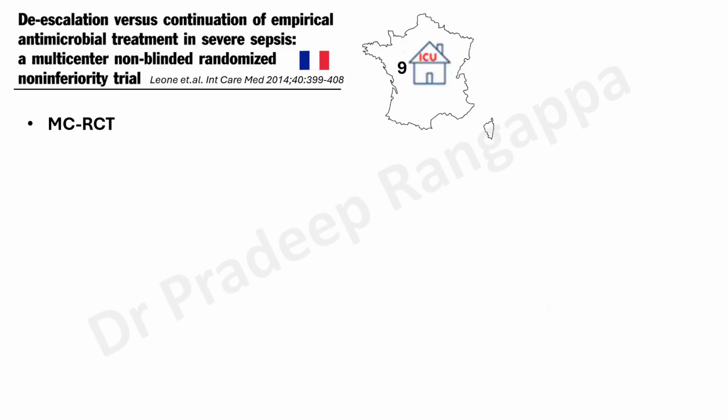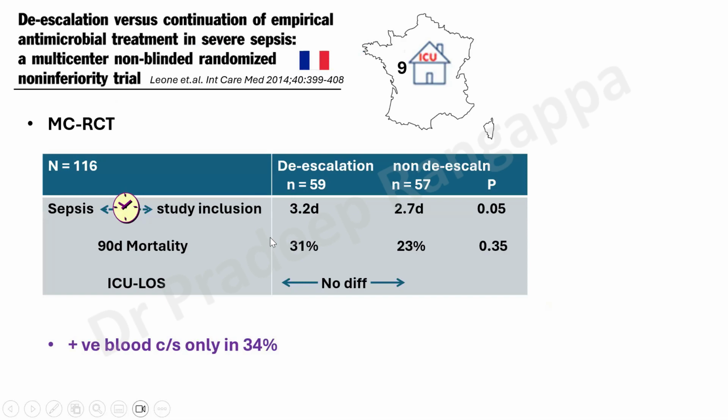When we look at some of the studies for de-escalation, why do we speak about stewardship? Because de-escalation forms an important aspect of antibiotic stewardship. Look at this good trial, de-escalation versus continuation of empiric antimicrobial therapy in severe sepsis. This was a French multicentric RCT done in 9 ICUs. There were 116 patients with septic shock or severe sepsis, where 59 had effective de-escalation. In 57 they did not de-escalate.